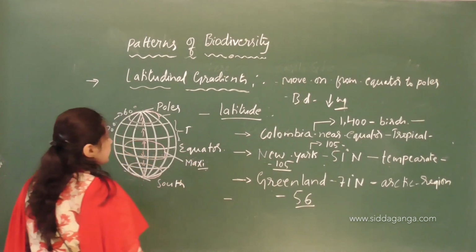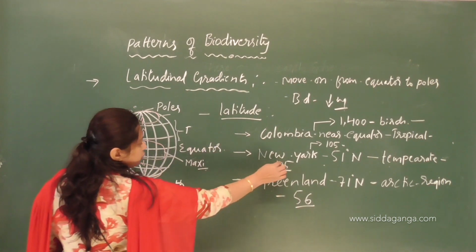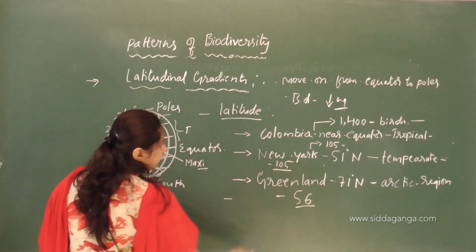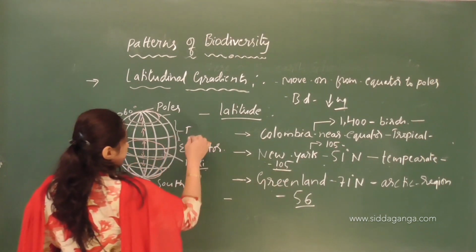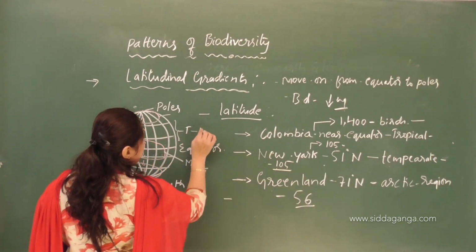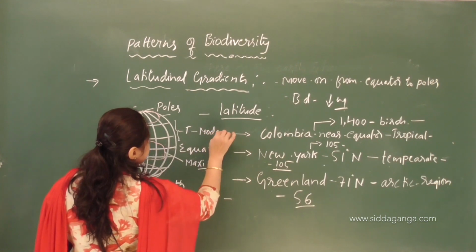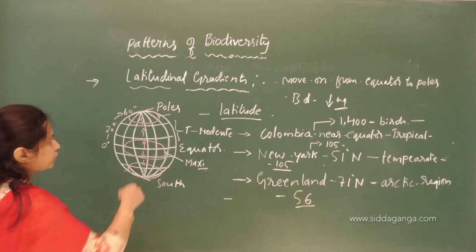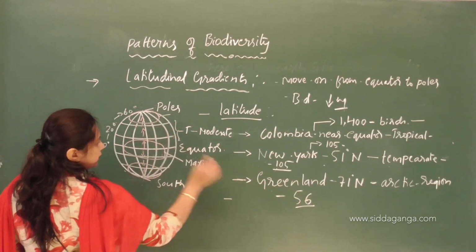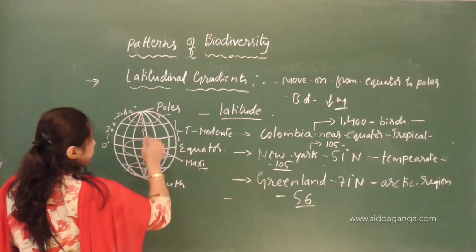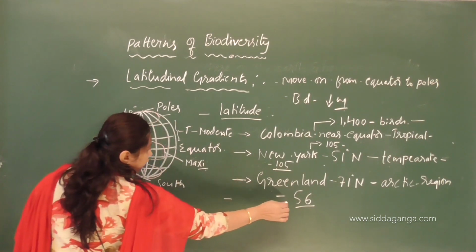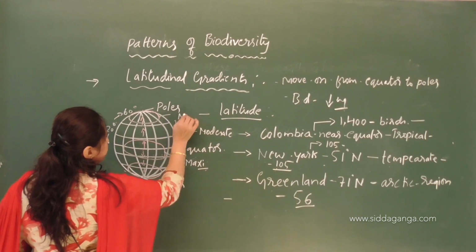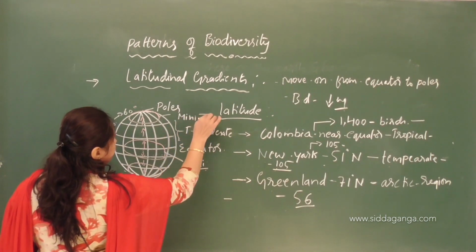When it comes to New York, the number of bird species is around 105. So here the biodiversity is moderate. In temperate areas, the biodiversity is moderate. And when it comes to the poles, in Greenland, which is located in the Arctic region, there are only 56 species of birds. So here the biodiversity is minimum.